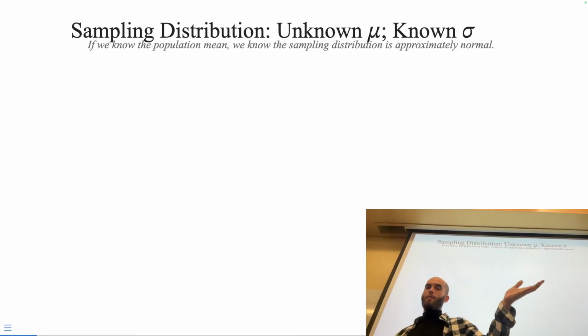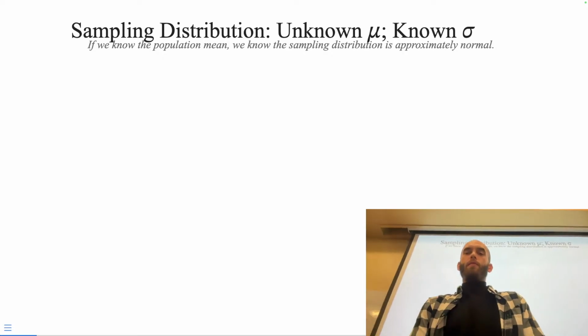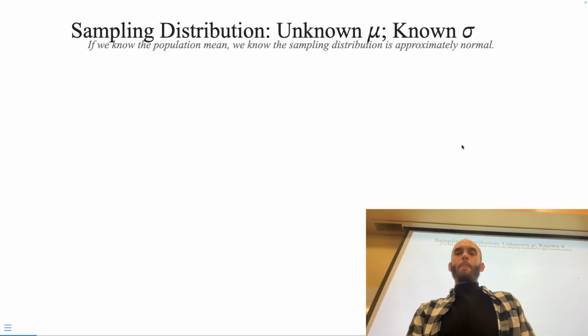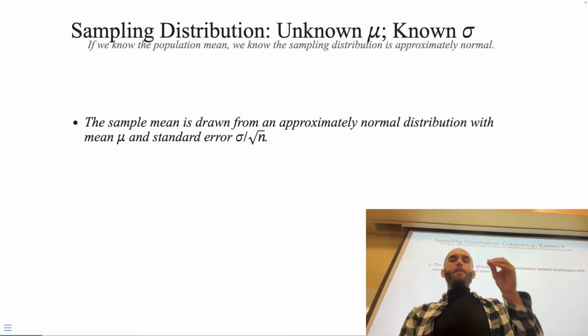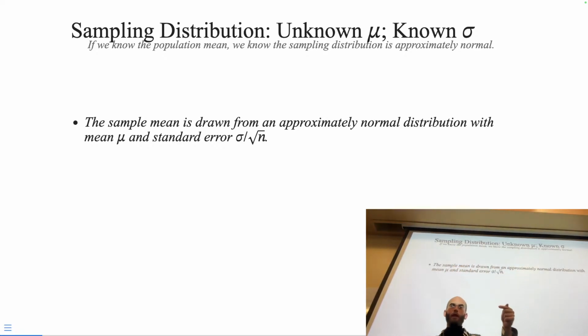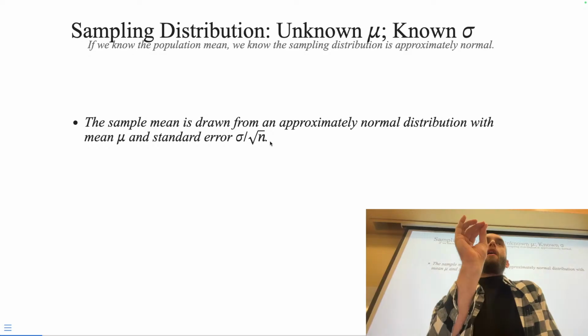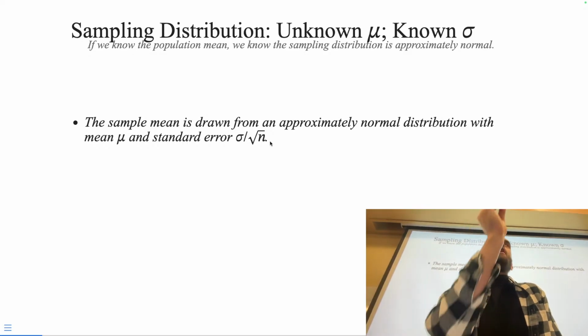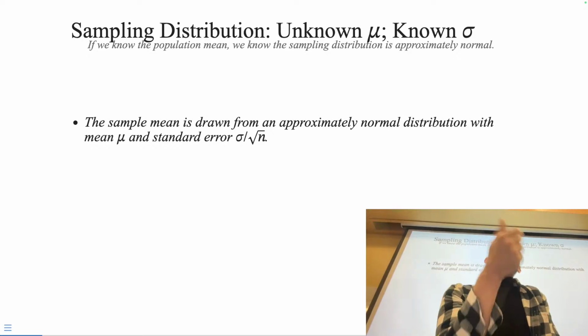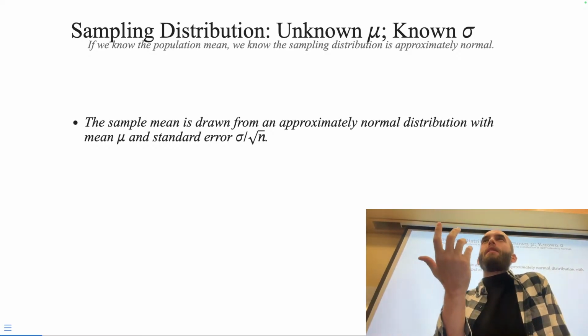Essentially where we left off last time is when we didn't know mu, the population mean, but we did know sigma, the standard deviation of the population. What we do know is that the sample mean approximates a normal distribution with this standard error. You remember, the standard error is not the distribution of the population, but it's the distribution of the sample means. And we talked through where that square root of n comes from.